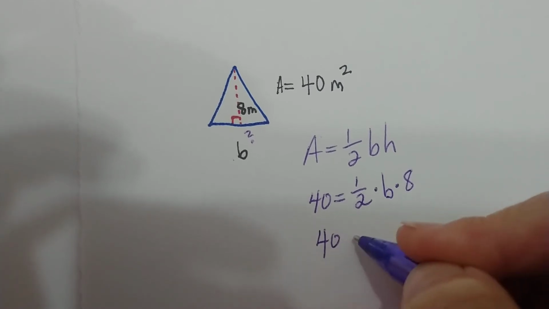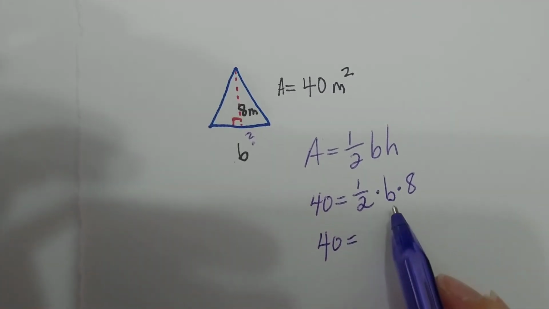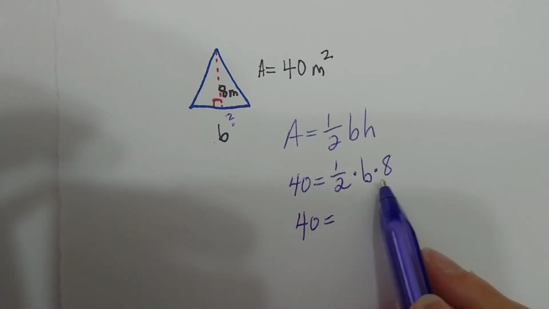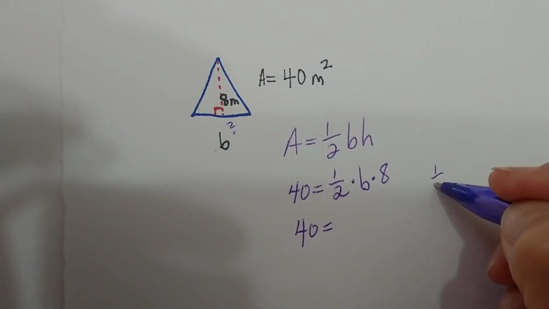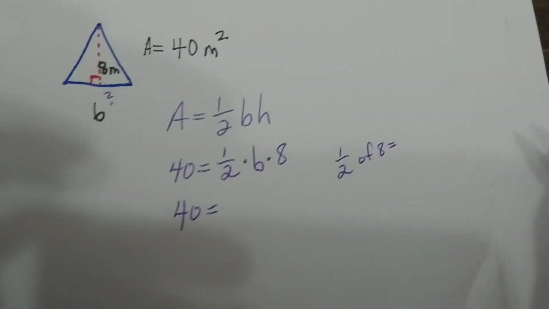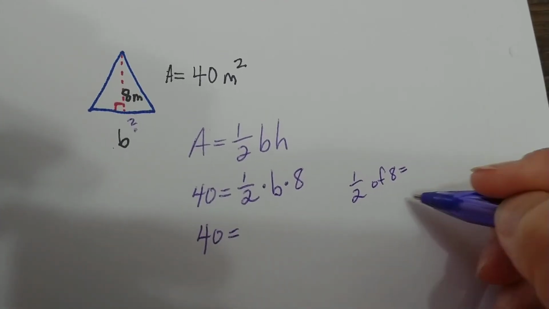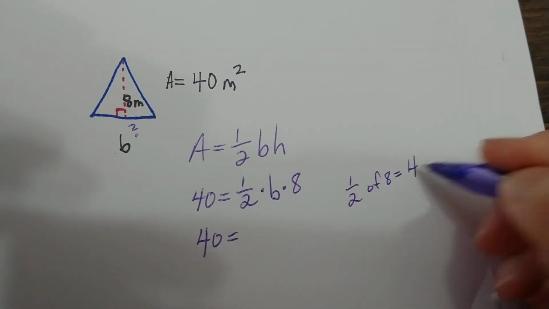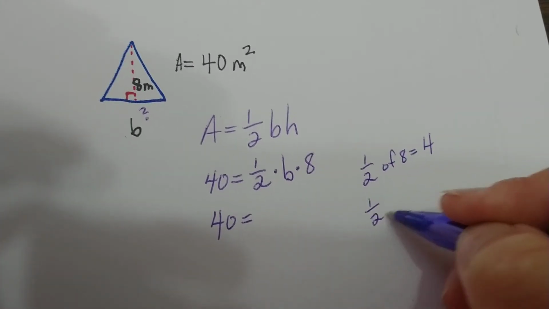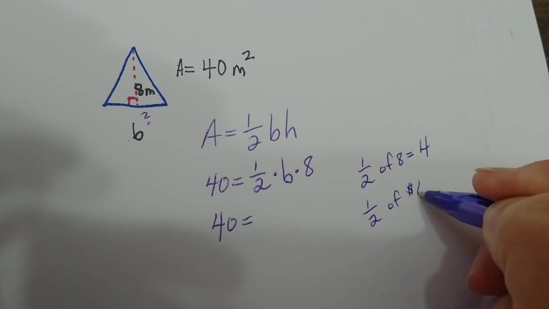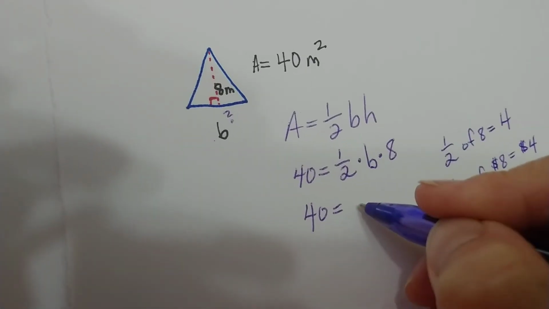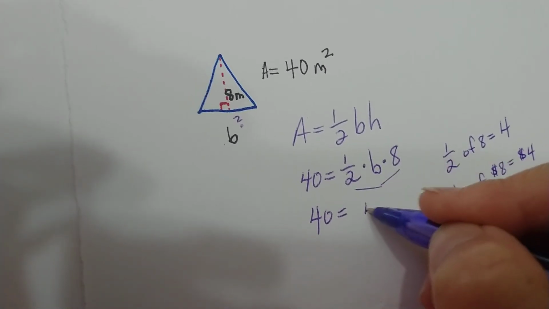Now I'm going to put them all together and solve them. Well, 40 will stay, but now I'm ready to look at this. The B, we're going to figure that out at the very end. So I'm going to look at 1/2 times 8. Well, what is 1/2 of 8? If I take 8 and divide it by 2, I get 4. Or if I take 1/2 times 8, I still get 4. It doesn't really matter how I think about it. I could even think of it like money. If I have 1/2 of $8, how much is that? That's still $4. So 1/2 of 8 is 4.